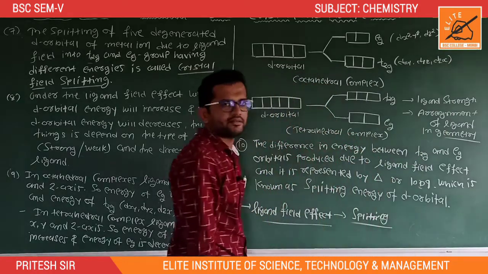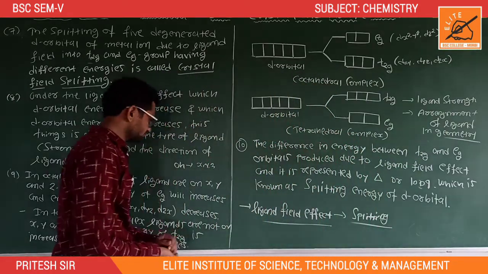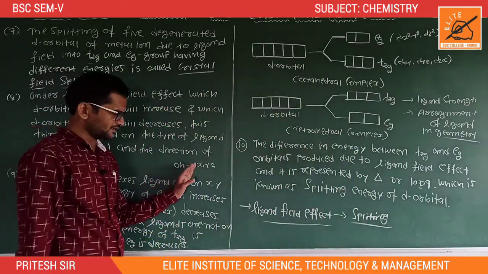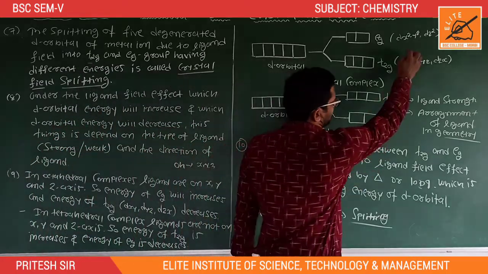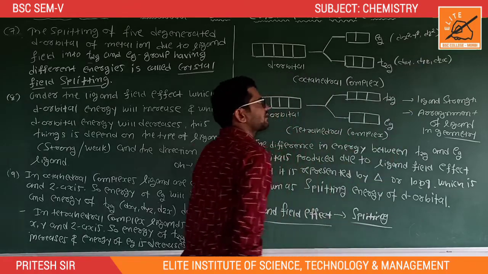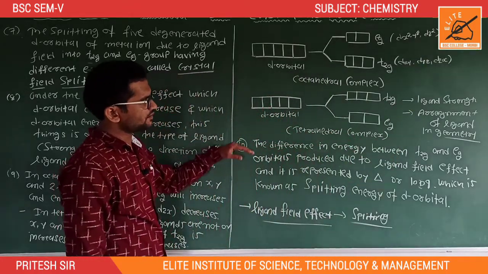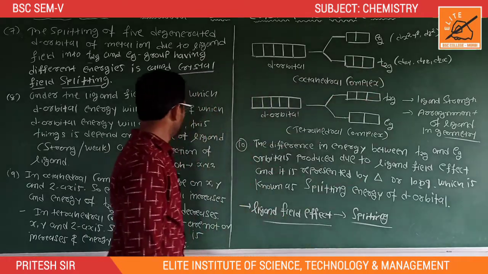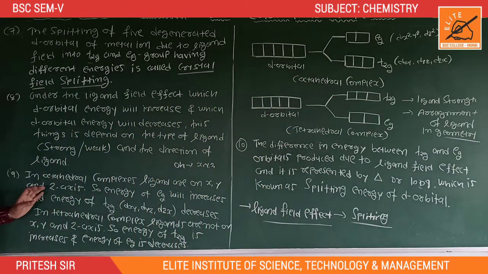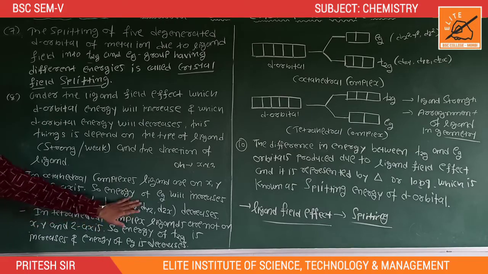Okay, so in octahedral geometry all the ligands are on the x, y and z axis. At that time repulsion between the ligands and the dx²-y² and dz² orbitals occurs. So the energy of the Eg orbital is higher as compared to the T2g orbital. So the energy of Eg will increase and the energy of T2g will decrease.